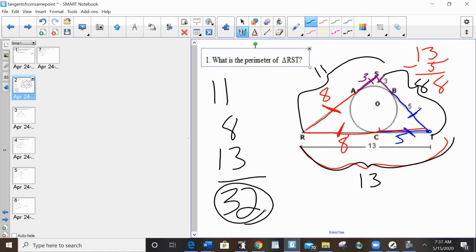So the rule is all tangents drawn from the same point must be congruent. For R, I had two tangents drawn, so those must be the same. Those are both 8. From S, I have these two drawn, so those must be the same. They're both 3. And from point T, I had two tangents drawn, so they must be the same. They're both 5. Perimeter, adding up all the sides. That's it.